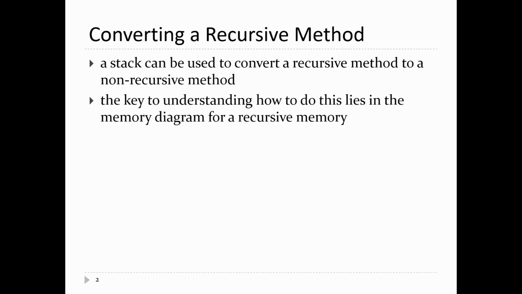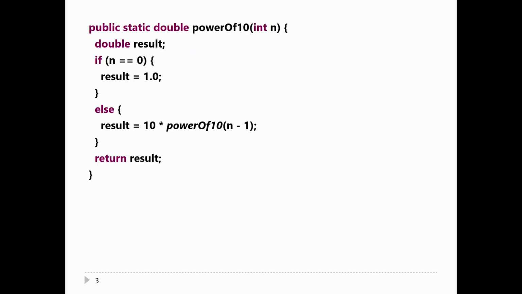First thing I want to do is show you how you can convert a recursive method into a non-recursive method. To understand how this works, you need to understand a little bit about what happens in languages like C and Java when you call a function or a method. Here's a little method that computes 10 to the power n. This only works for positive values. You can easily change it to work for negative values.